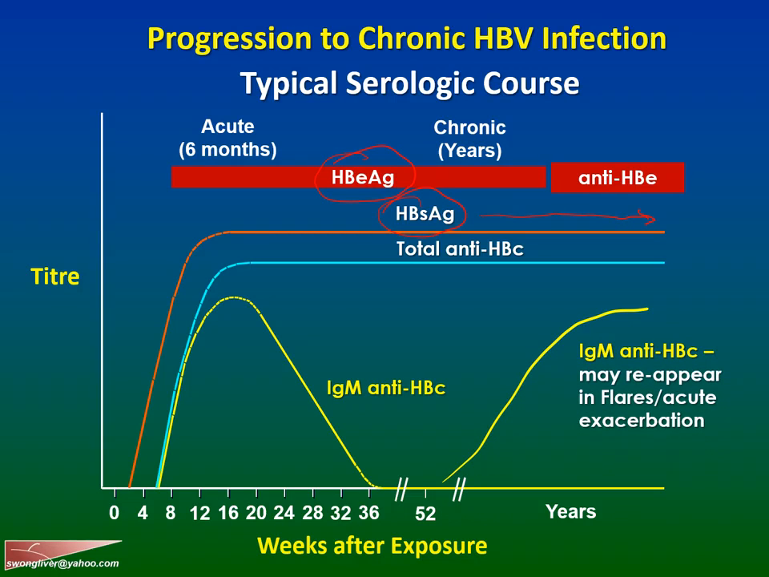Now, as I mentioned, your IgM anti-HBc can also reappear in patients with chronic infection. So you can have IgM anti-HBc again in patients with flares where the ALT increases, usually to more than 5 times the upper limit of normal, and you can have a reappearance of your IgM anti-HBc.